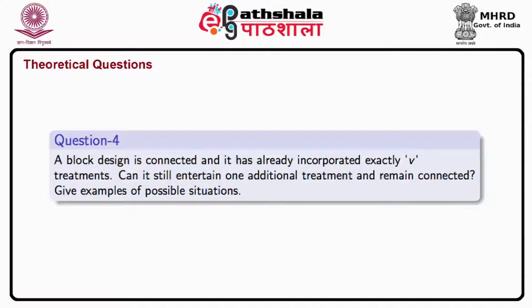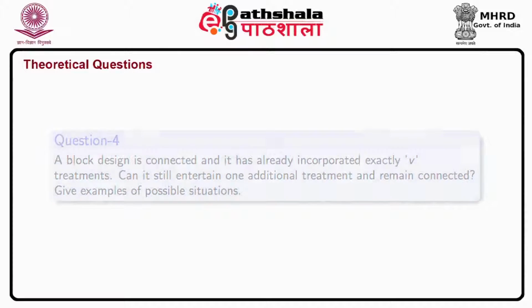Give examples of possible situations where, by incorporating the new treatment, the design for V plus 1 is also connected or it is not connected. Give both types of examples. So these are the 4 questions that I have over here, all relating to the issue of connectedness, basic understanding, etc. Can you take up the MCQs now?